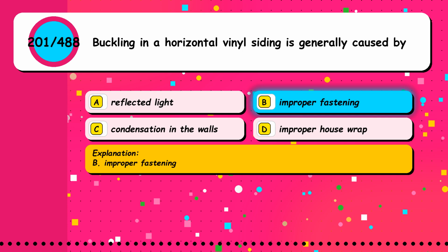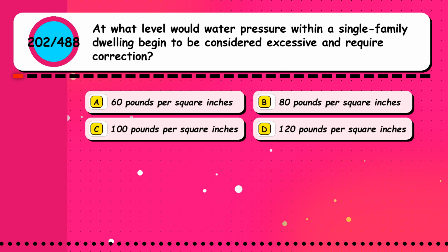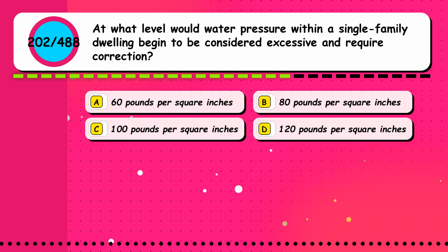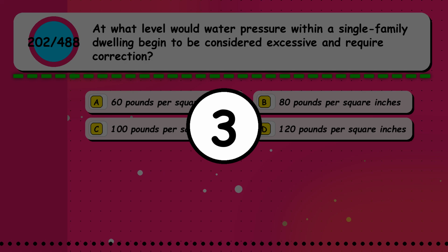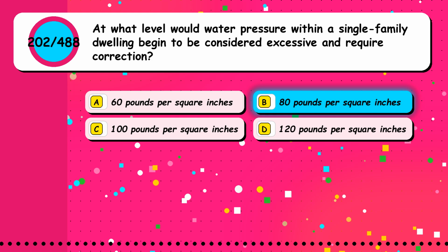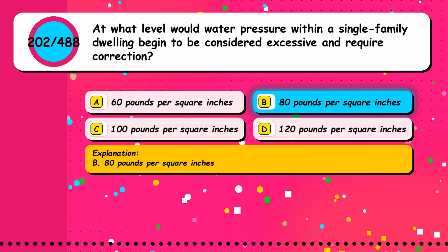B, improper fastening. Question 202. At what level would water pressure within a single-family dwelling begin to be considered excessive and require correction? Option A, 60 pounds per square inch. Option B, 80 pounds per square inch. Option C, 100 pounds per square inch. Option D, 120 pounds per square inch. The correct answer is option B, 80 pounds per square inch.